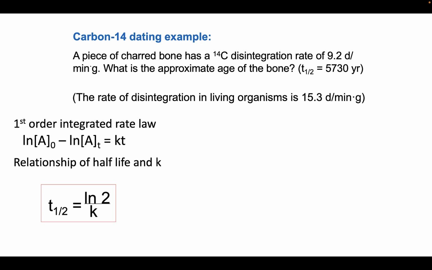So go ahead and pause the video here, see if you can solve this one. The first step is going to be calculate that K value based on the half-life, and the second is going to be using the integrated rate law to use K to find the age of this species.